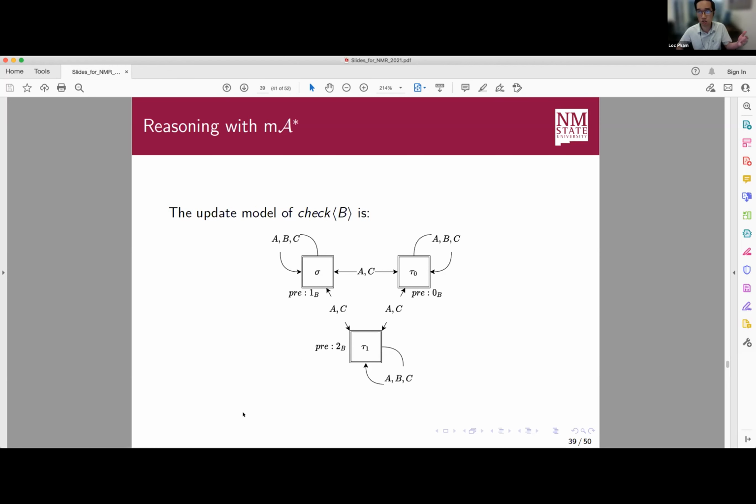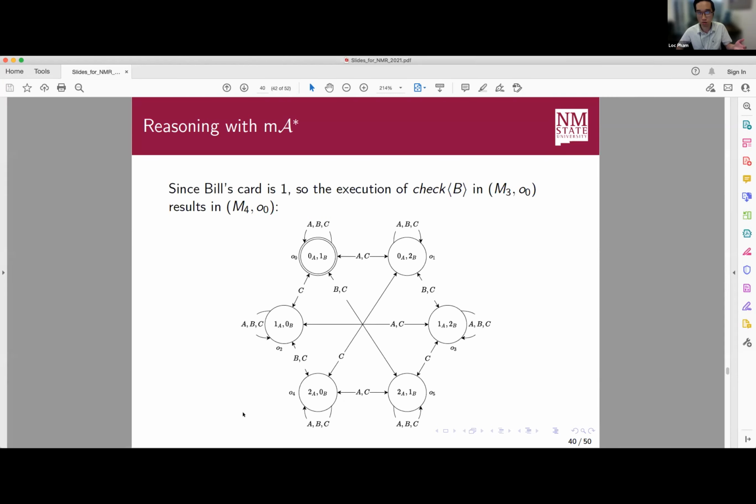Then after Bill checks his card, the update model allows that only Bill knows about his card, but Anna and Kat do not know that value. Because we assume that Bill's card is 1, the result we obtain is just one state here, in which Anna has K0 in her hand and Bill has K1 in his hand, and Kat has nothing in her hand at this point.